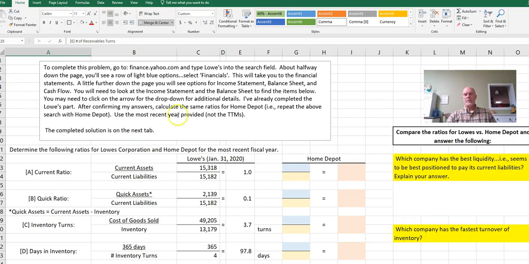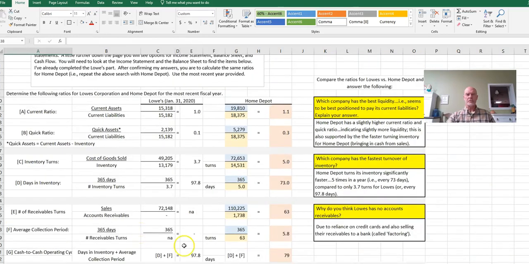So what I've done is already calculated some ratios for Lowe's, and I'm asking you to stop the video and pull the same information off for Home Depot, calculate the ratios, and do a little bit of a comparison, thinking about the components of those ratios to answer the questions over to the right. So you may want to stop the video as you do that. What I'm going to do is go to the next tab and just proceed through a discussion of these ratios.